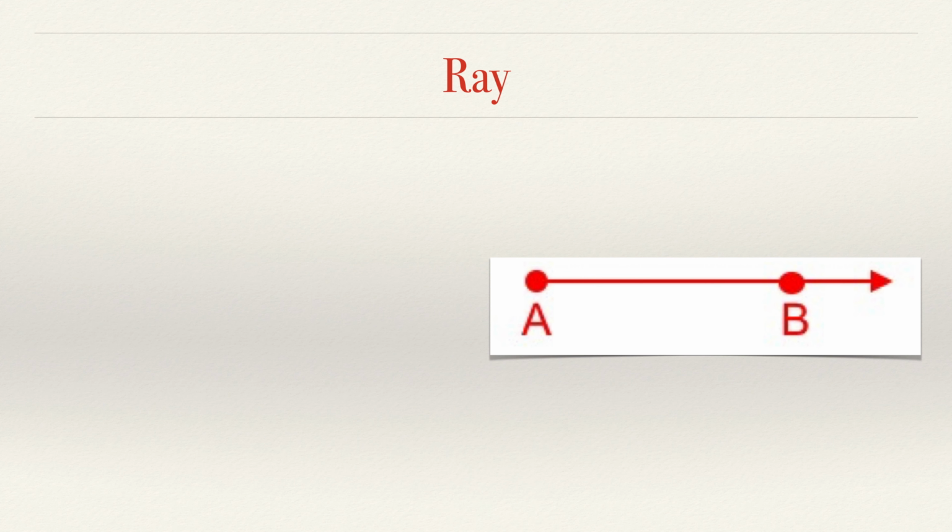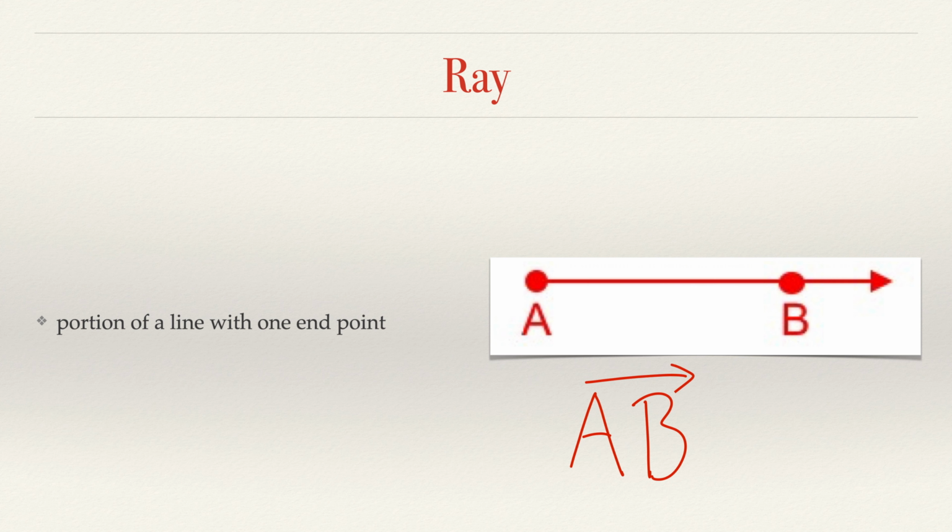Next, a ray is going to be a portion of a line with one endpoint. So think of it as a laser pointer or something like that. Or you start a race, but then you run forever. Oh, my nightmare. We name it by drawing a little arrow on top, and we have to start with the endpoint. Now, if C was also on there, we could name it AC, but we would have to start it with A.